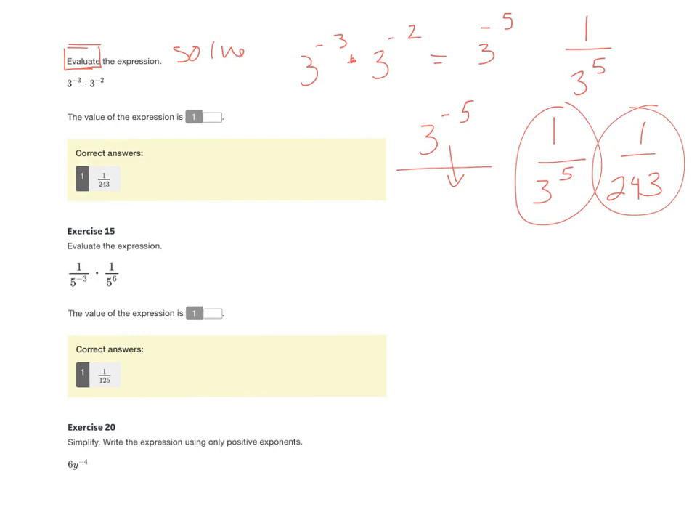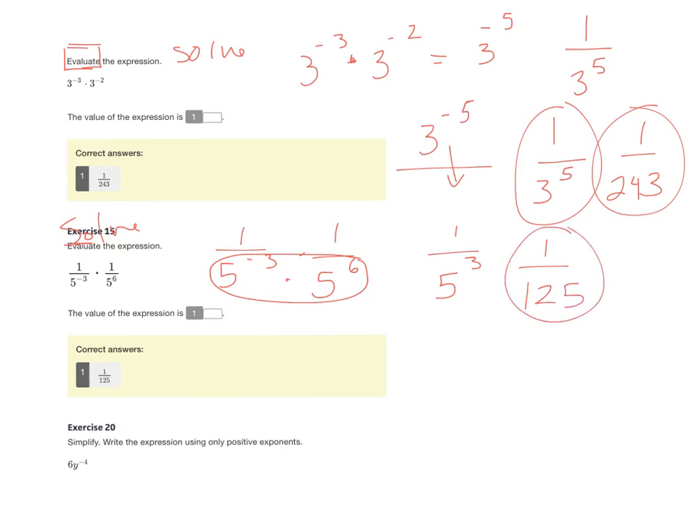Number 15, evaluate the expression. Once again, we're going to have to solve this. I've got 1 over 5 to the negative third times 1 over 5 to the sixth. So we're going to be multiplying these. We add the exponents, so this is going to be 5 to the negative 3 plus 6. That's going to give you 3. 1 times 1 is 1. 5 to the third is 125, so 1 over 125.